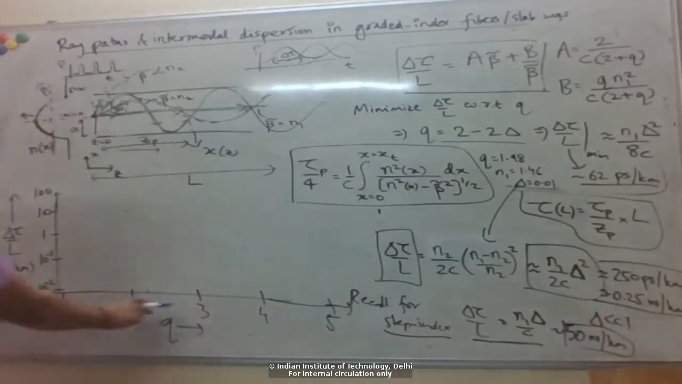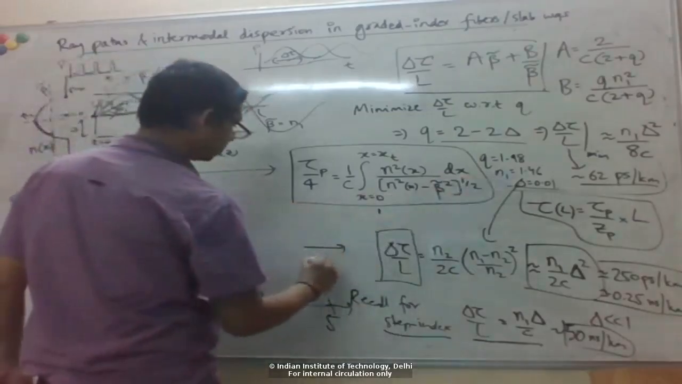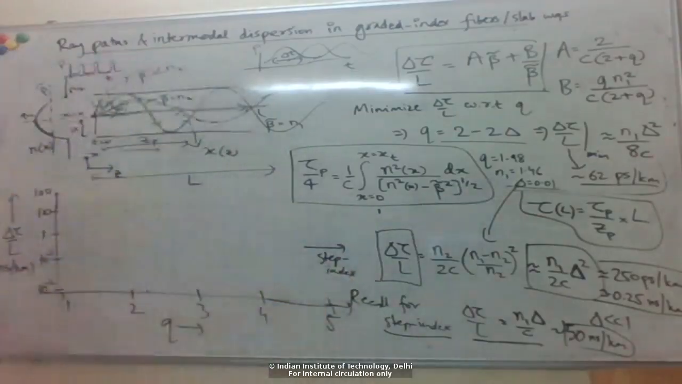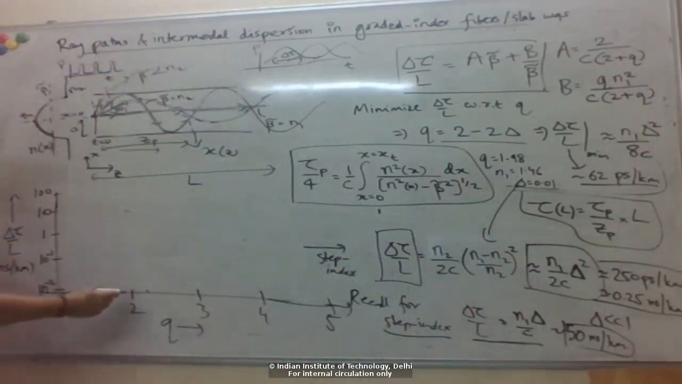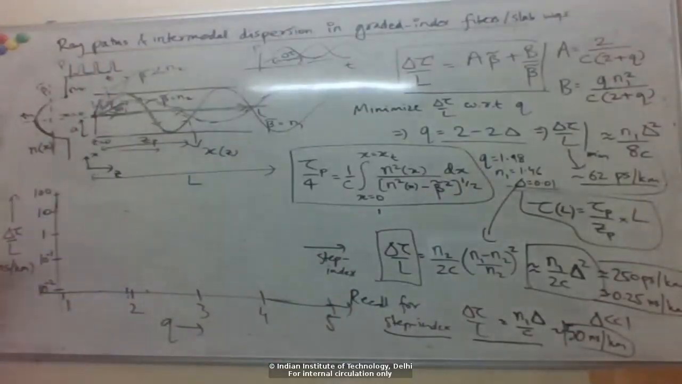Okay, so as Q increases to higher and higher values, I go towards step index. So this direction is towards step index. Q equal to 1 is a triangular profile. 2 is square law, and the minimum occurs at just a value below 2 here, 2 minus 2 delta. So the curve looks something like this.